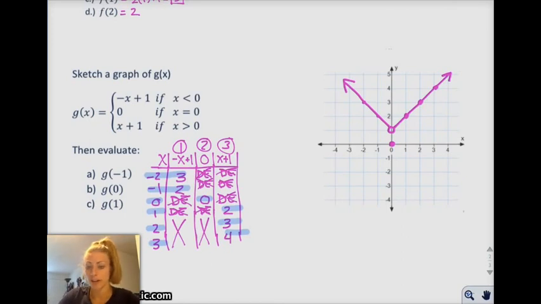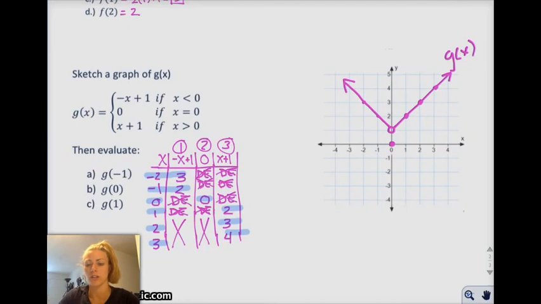So if you're evaluating this function, I'm going to label it g of x. If you're evaluating g of x at negative 1, you can either use the graph or you can use the function. I think it makes the most sense visually to see it on the graph, but at the same time, you still need to know how to do it algebraically.